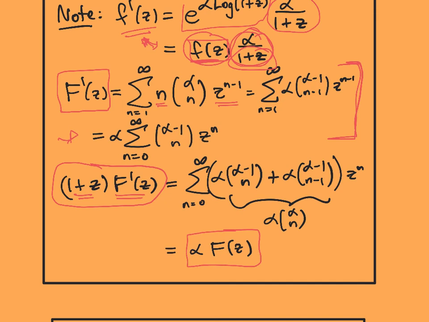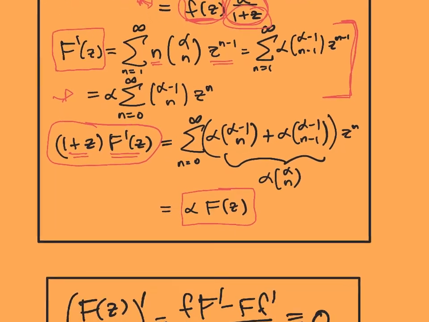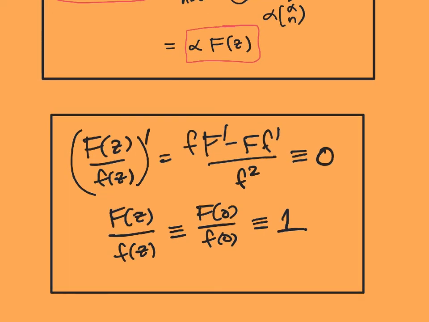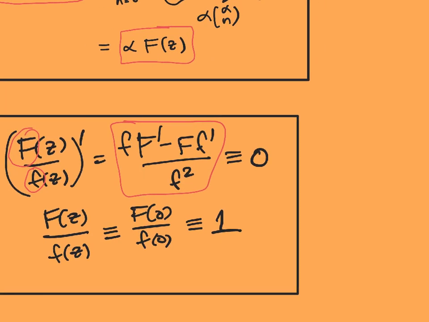So this shows that little f and big F satisfy the same differential equation, and we can just use a little trick then to show that they're the same. So capital F divided by little f, if I take the derivative using the quotient rule, will be this, but this will end up being identically 0 because I have f times capital F alpha over 1 plus z minus capital F times little f alpha over 1 plus z, over f squared, but the top is just 0.